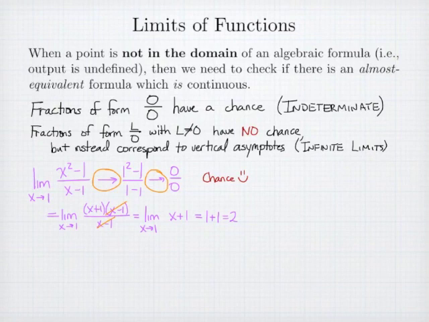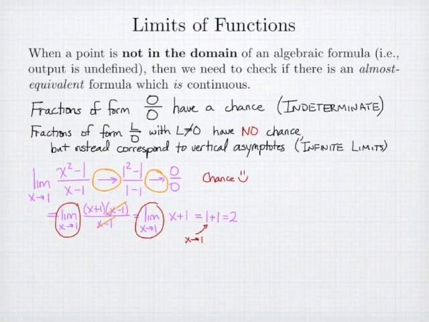The limit of the original function is the same as the limit of x plus 1, which is the number 2. Notice, by the way, I continue to write the limit next to my formula because I'm computing a limit in each of these cases. As soon as I stop my formula and I substitute x goes to 1, I stop writing the limit.